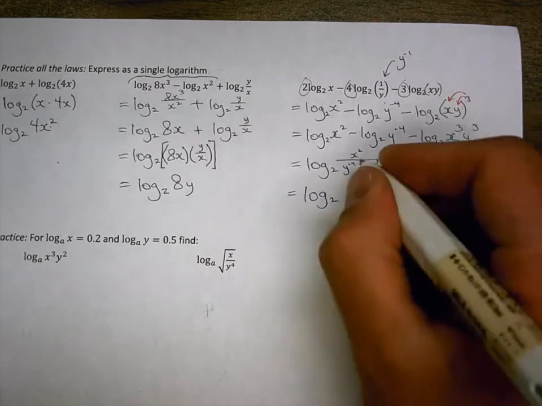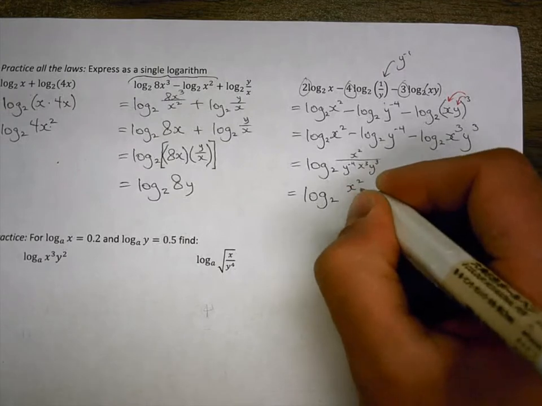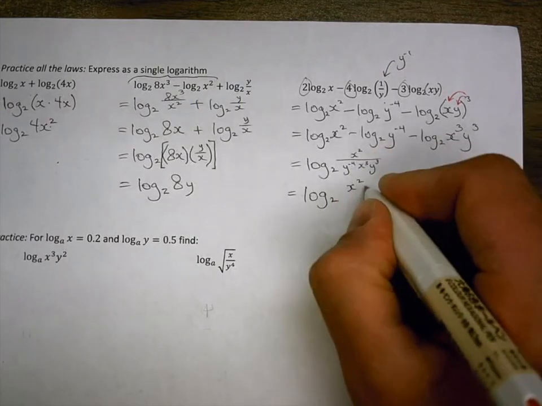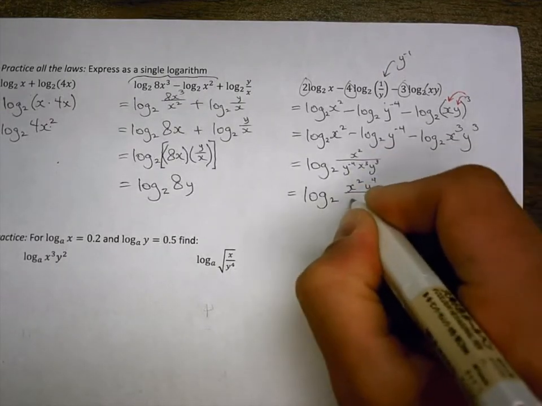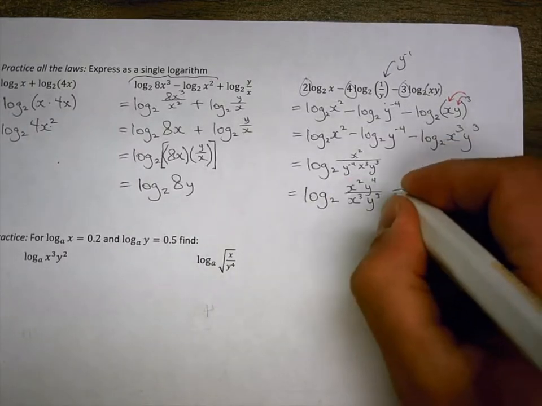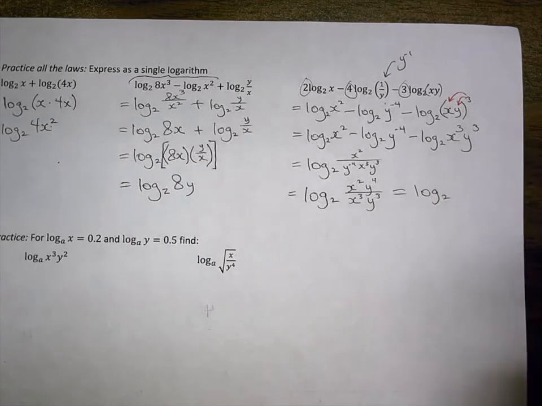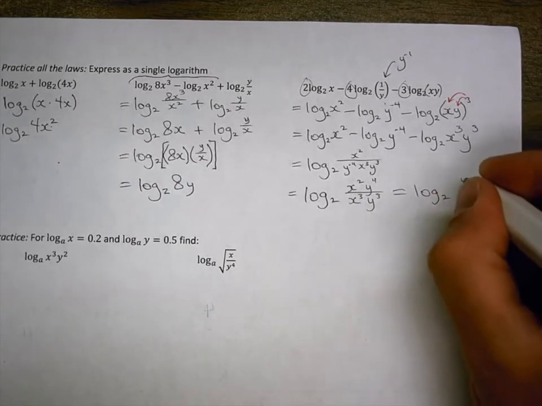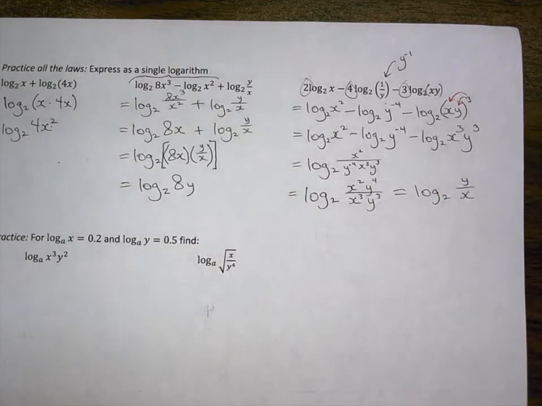And actually, let's do this first. So let's do x squared. The y to the negative 4 is going to come to the numerator. Then I have x cubed and I have y cubed. That's a little bit easier. Now I end up with log base 2, 1y on the top and 1x on the bottom.